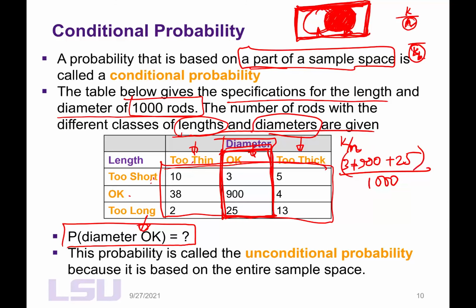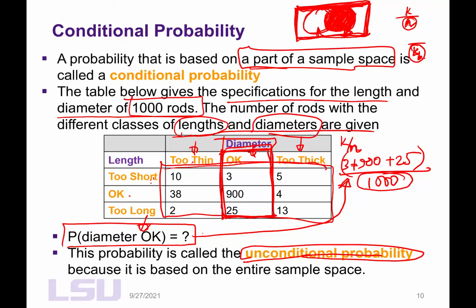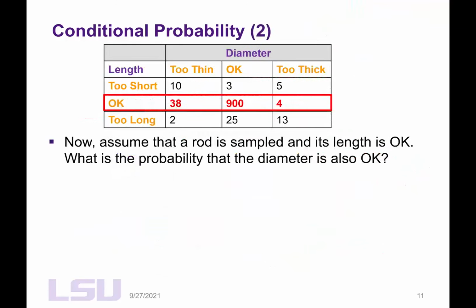And so that is the probability that the diameter is okay. And this probability is called unconditional probability. Why? You're dividing by N, which is the entire sample space, which is what I tried to explain here. But obviously, explaining it within a context of the probabilities makes it easier. So we move on to the next slide, a different question.